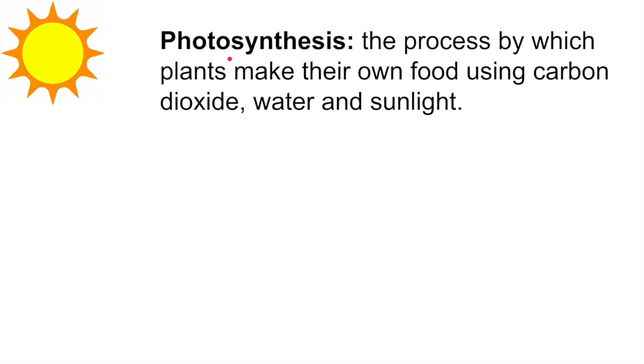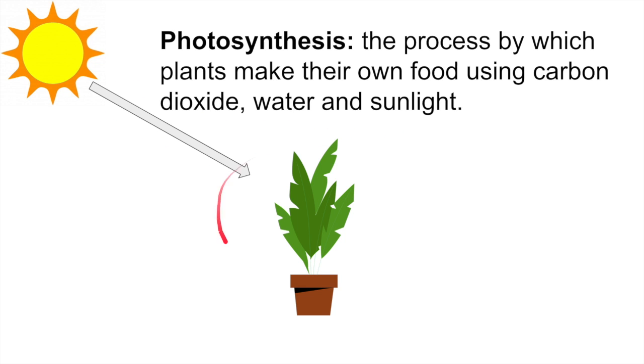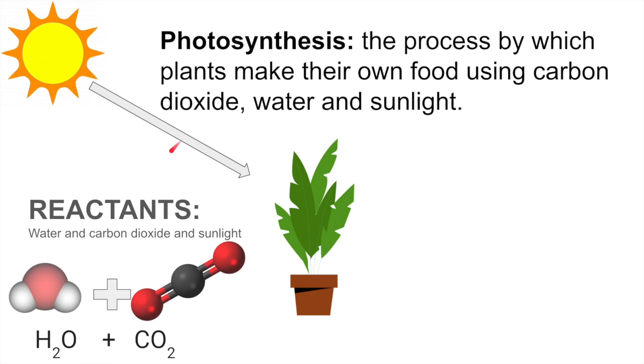We're going to look at photosynthesis as a chemical reaction and its equation. Photosynthesis is the process by which plants make their own food using carbon dioxide, water, and sunlight. So you have sunlight hitting plants. That's our energy, the sunlight. And you have reactants, which are what goes into a chemical equation. In this case, it's water and carbon dioxide and sunlight.